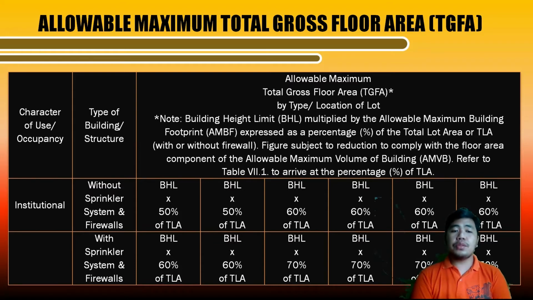So we have institutional, type of building, under it we have without sprinkler system and with sprinkler system. Without sprinkler system and firewalls starts with BHL multiplied to the 50% of the total lot area, and with sprinkler system starts with the building height limit multiplied to the 60% of the total lot area.